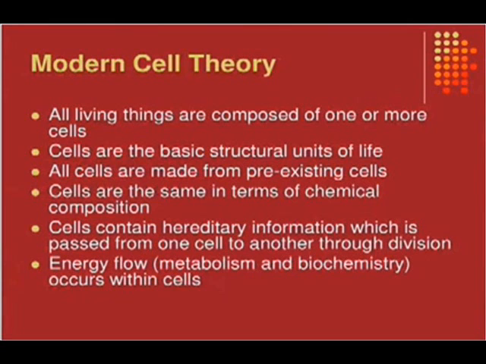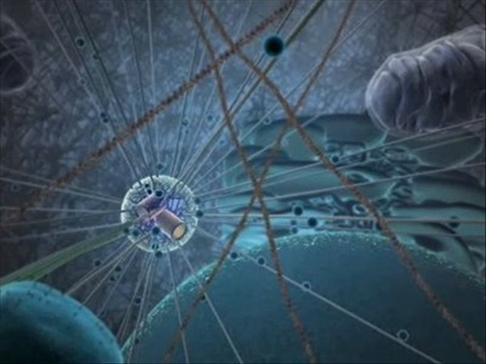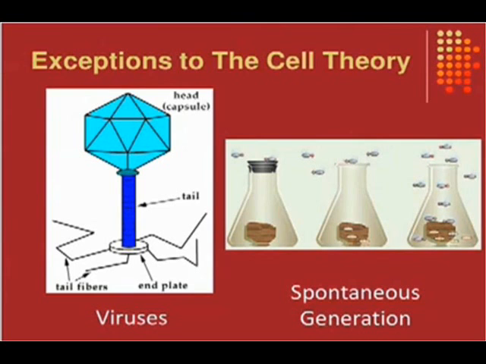Okay, so the modern cell theory states that all living things are composed of one or more cells. The cells are the basic structural units of life, and they're made from pre-existing cells. The cells are the same in terms of chemical composition, and the hereditary information is passed on from one cell to another through division. There's also energy flow within the cells, and this occurs through metabolism in biochemistry.